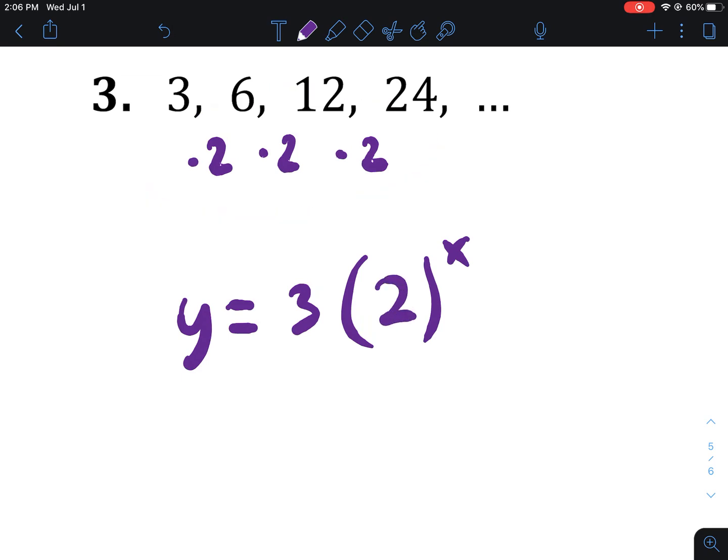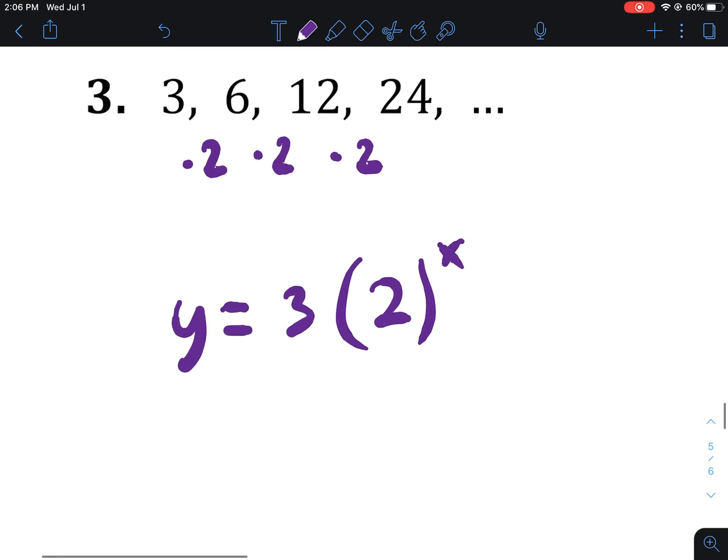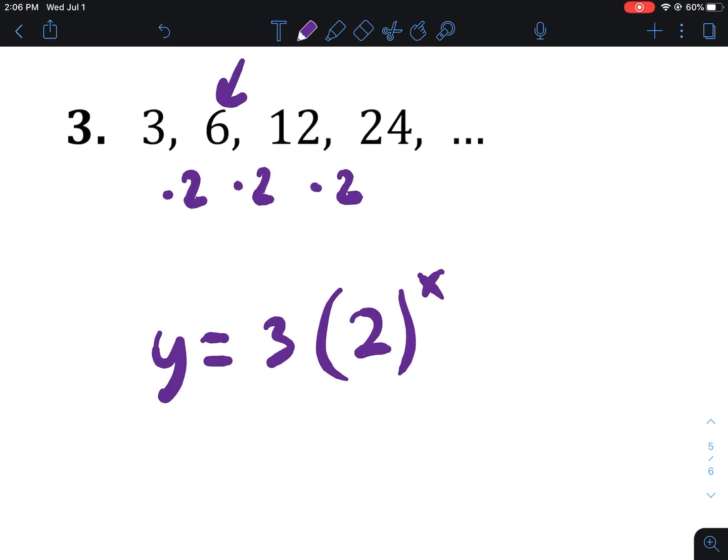That shouldn't be too surprising if you think about how the slope worked, but it really is just based on the fact that you keep multiplying by 2's, and 2 to a power will, sure enough, make multiplication by 2. Now, this is not quite right yet, because if I plug 1 into this, I will get 6, so I'm off by a little bit.